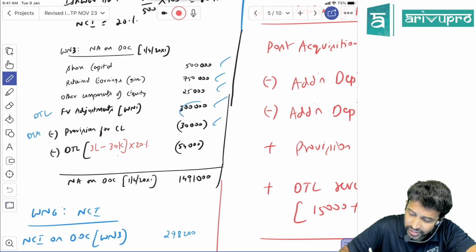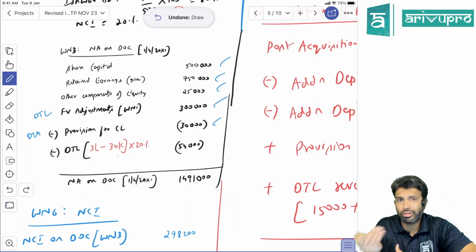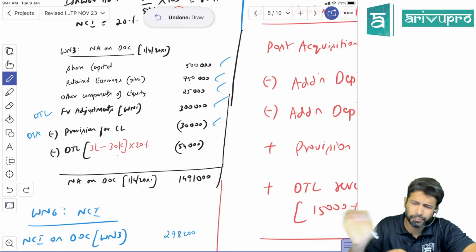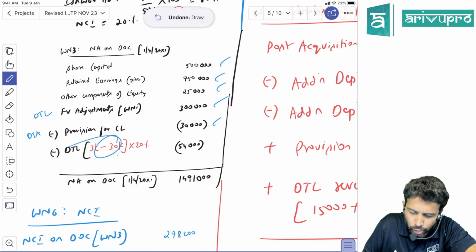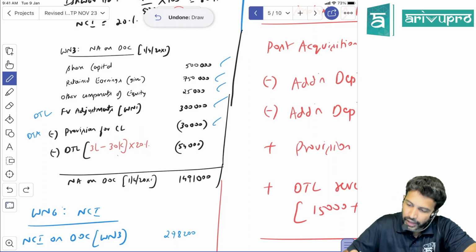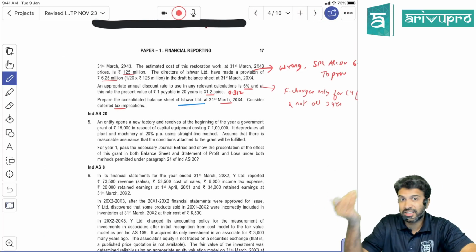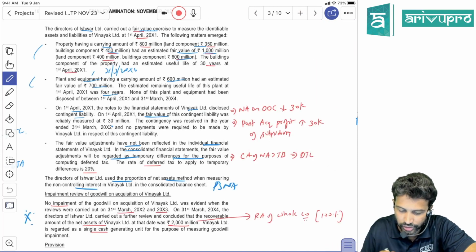Now check which is higher. This is 3 lakh, this is 30,000. So it looks like the deferred tax liability portion is higher. Net off. So 3 lakh minus 30,000, which is how much? 2,70,000. That is the difference, the taxable timing difference, right? Net is 2,70,000. Have they given the tax rate?